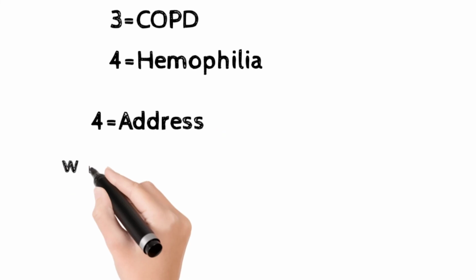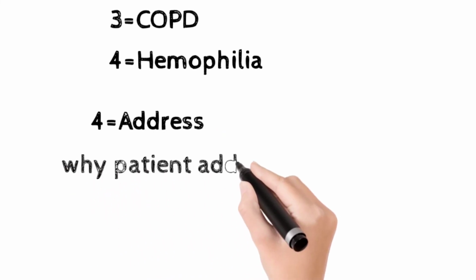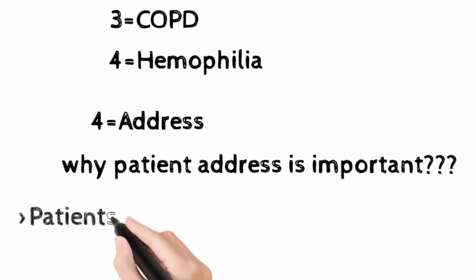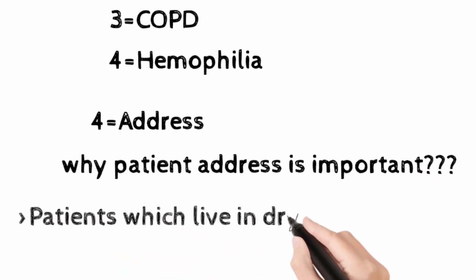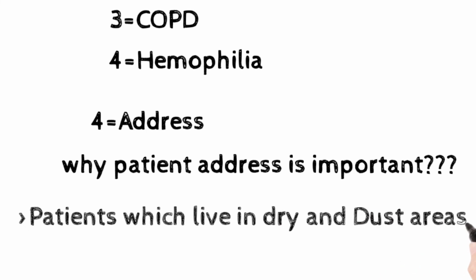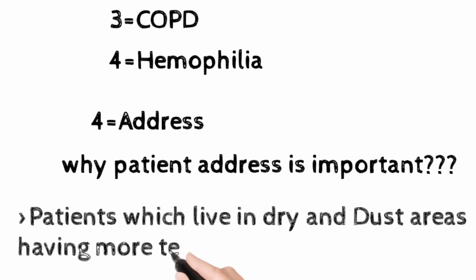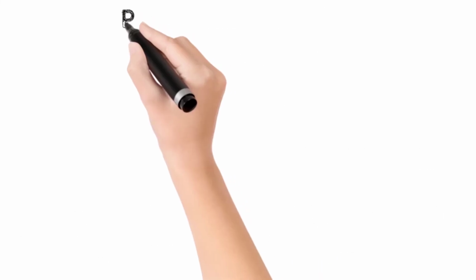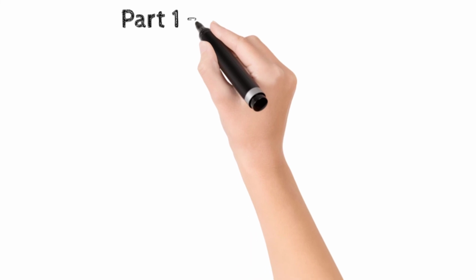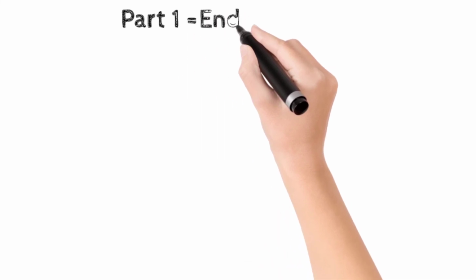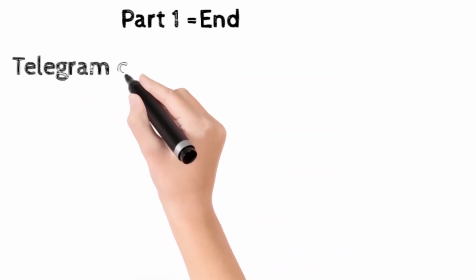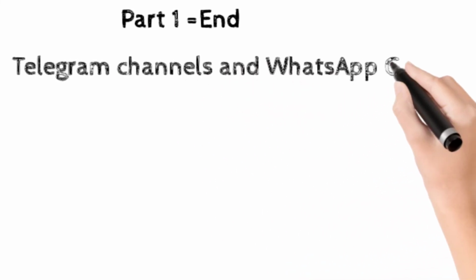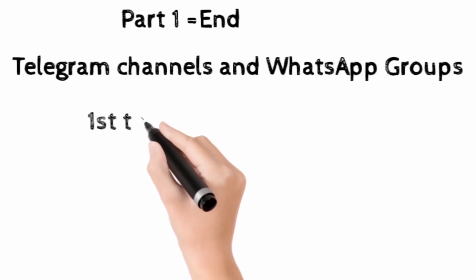Now come to the last heading of patient profile, address. Again we start from the question, why is patient address important? Because patients who live in dry and dusty areas have more tendency of cough, therefore patient address is important. Now today our history taking in general medicine part 1 is ended, in which we covered the patient profile. In the next 3 to 4 videos, we will cover the whole history taking.